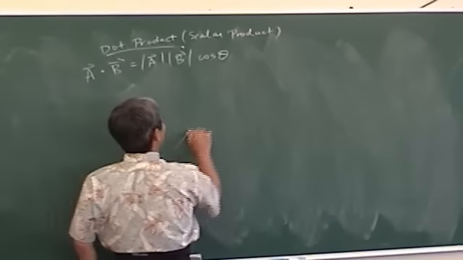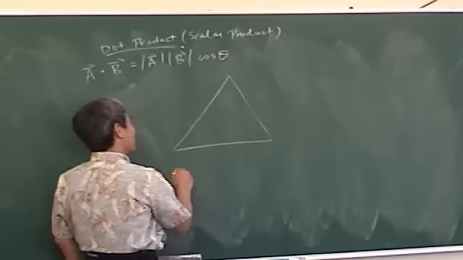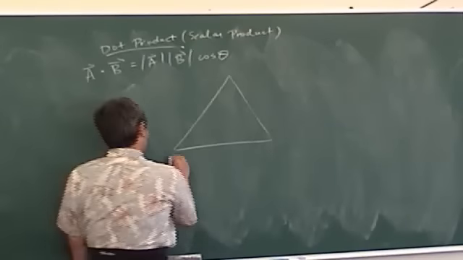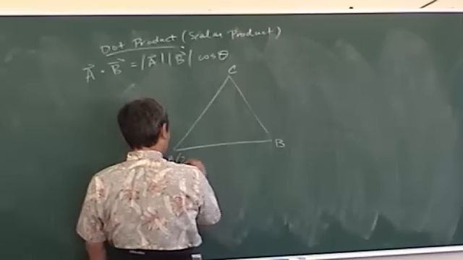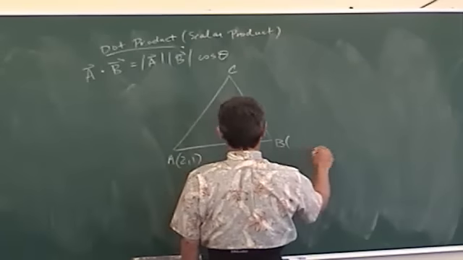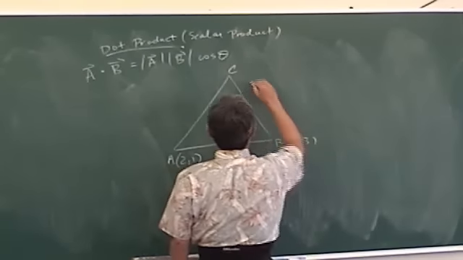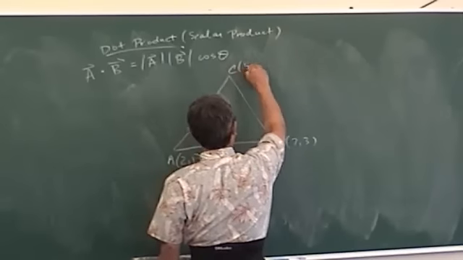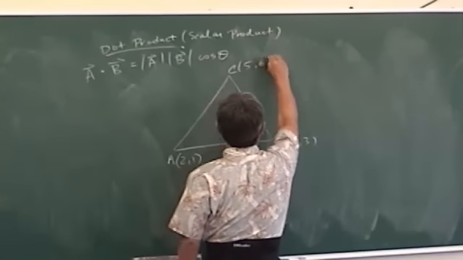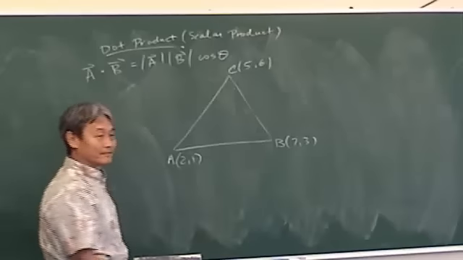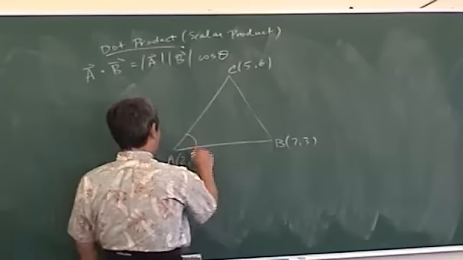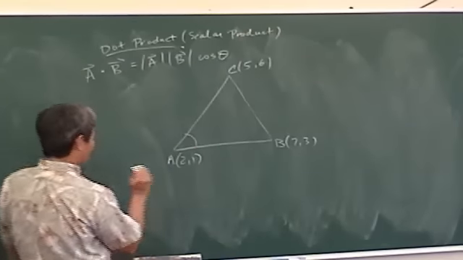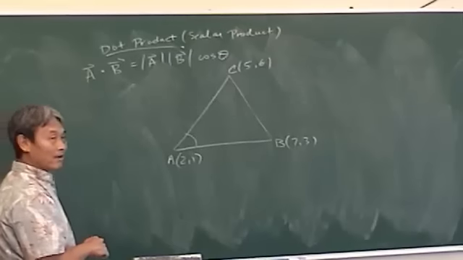Okay, let's do a problem. Let's say you have a triangle in the Cartesian plane. Let's just make up some numbers: (2, 1), (7, 3), and then how about (5, 6)? Which angle do you want to find? A, B, or C? Pick one. Okay, A. Using vectors, compute the measurement of angle A.